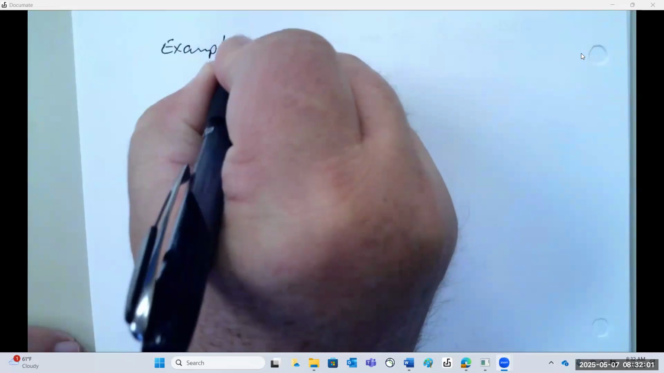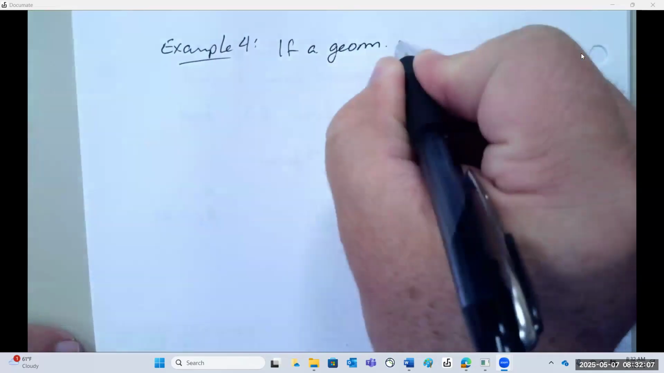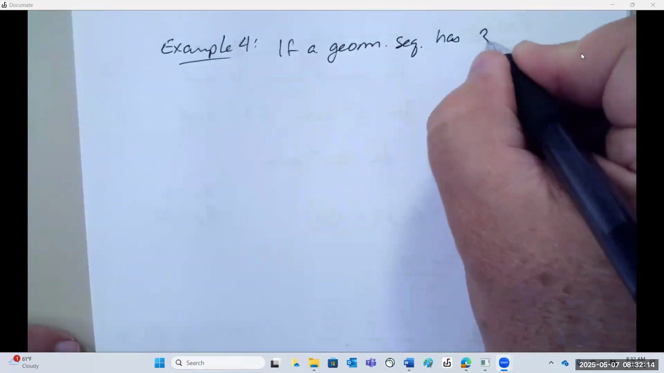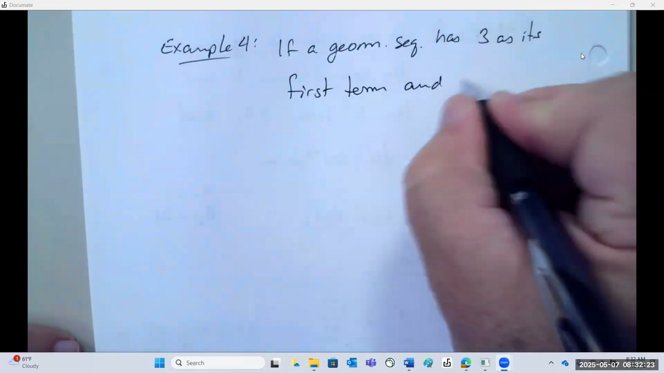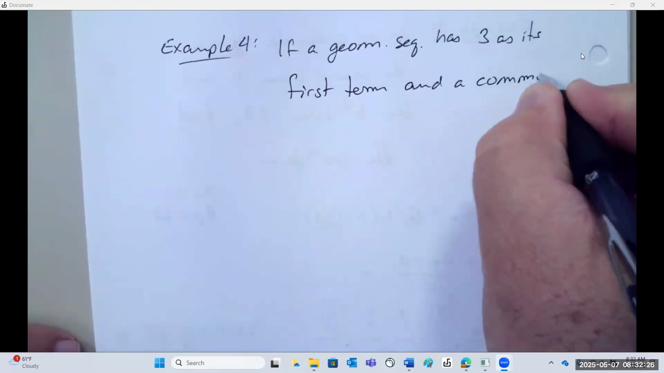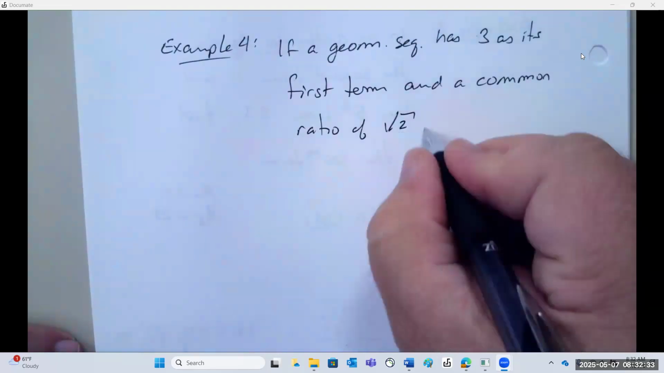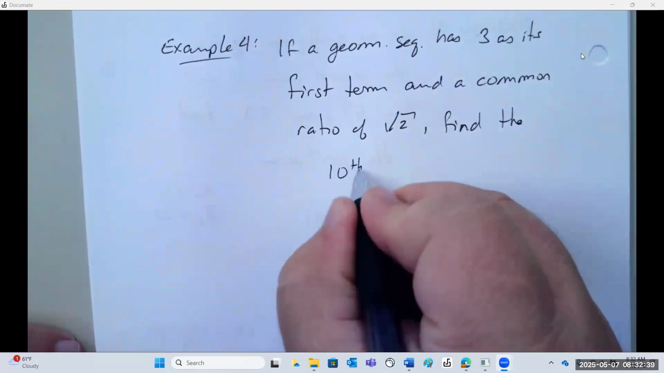Let's do a geometric one. If a geometric sequence has 3 as its first term and a common ratio of square root of 2, find the 10th term.